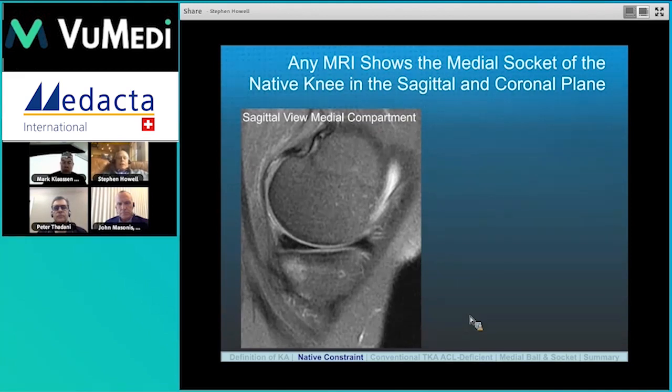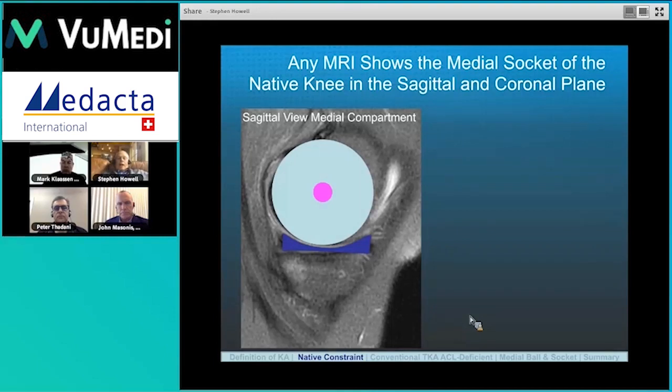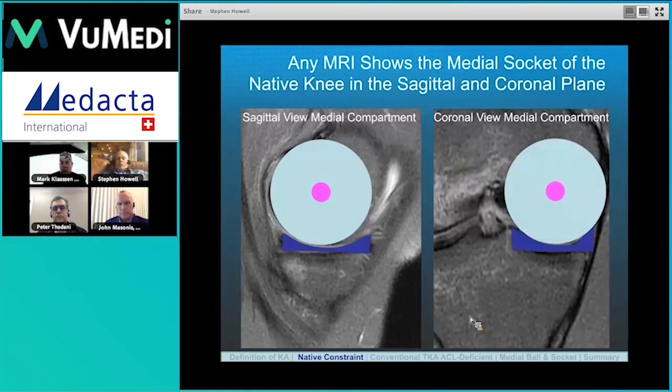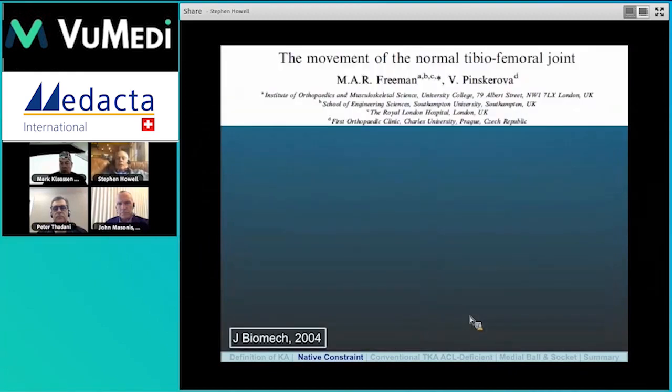So any MRI, here's an MRI of the medial side of a normal knee. Actually, it's ACL deficient. You can see the bone bruise in the posterior medial tibia. There's the menisci providing the socket. There's the ball. There's the center of the ball. And then here's the coronal projection of the medial compartment. You can see the meniscus, once again, a socket. And there's the same size ball, and there's the center of the ball.